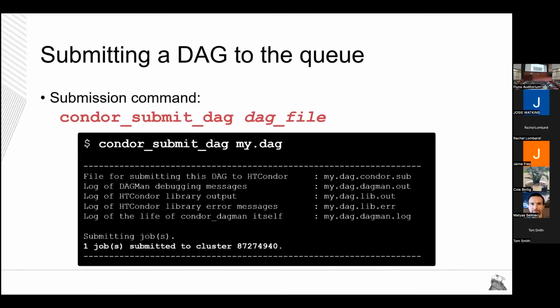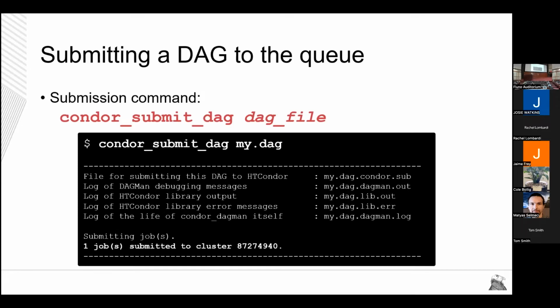So first, to submit a DAG to the queue, there is a different submit command. So for regular submission of a submit file, it would be condor_submit. For submitting a DAG, it's condor_submit_dag, and then you give the DAG file name. And that tells Condor that you're passing it a differently formatted file, in the format of our DAG file with job nodes and parent-child relationships communicated.